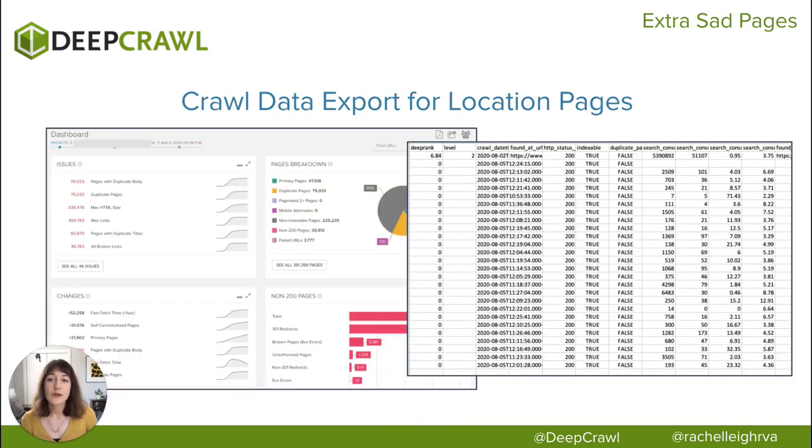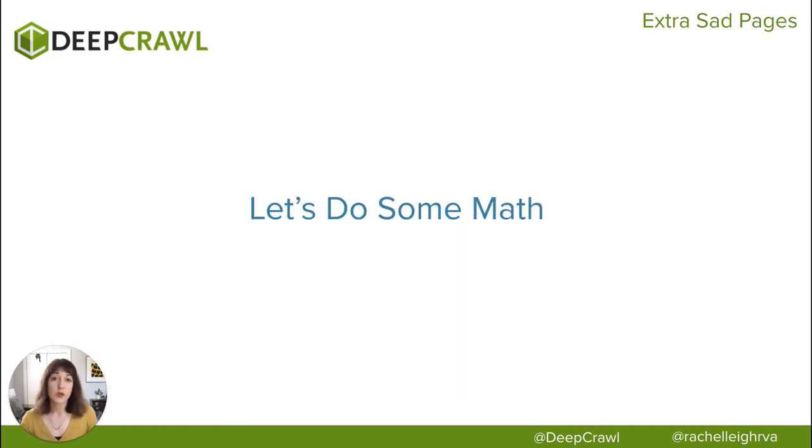And then finally, we're going to need that crawl data export for our location pages from the crawl that we used in step 1. We want to make sure that that city-state extraction is part of it. So those are our 3 data sources, and now we can get down to business and do some math. Don't worry, I'm going to walk you through each step.